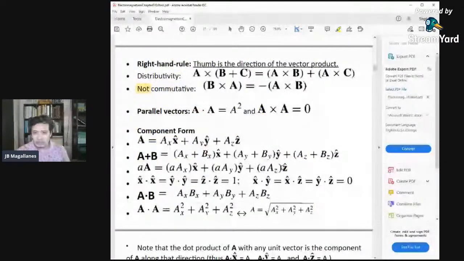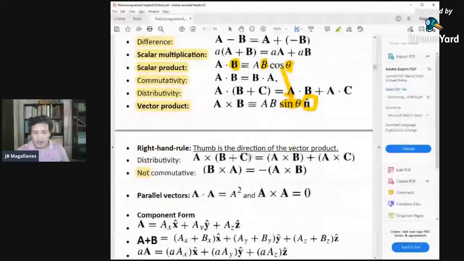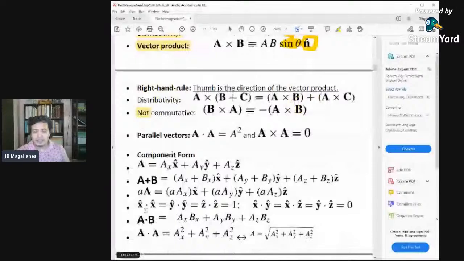Cosine of 0 is also 1. So you have x dot x equals 1. It's the same thing for y dot y and z dot z. If you're going to get a dot product of x and y, this would be 0 because the angle between them is equal to 90. So cosine of 90 is equal to 0. So everything goes to 0.